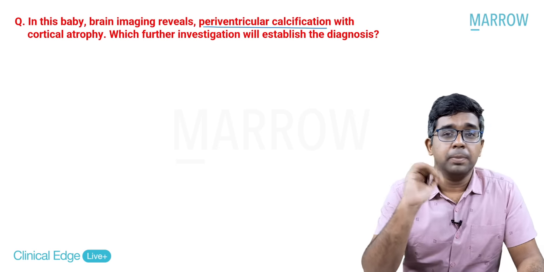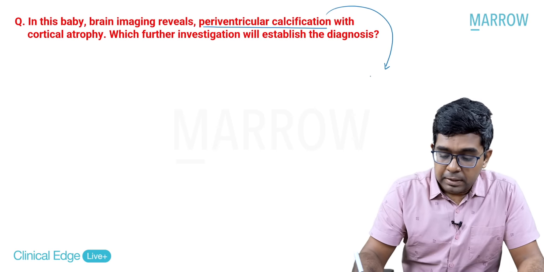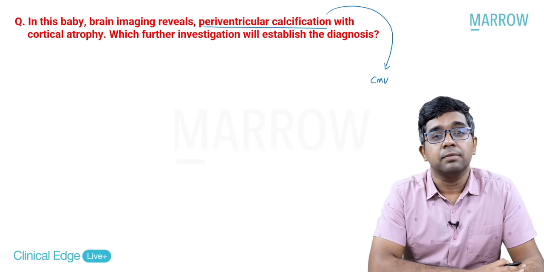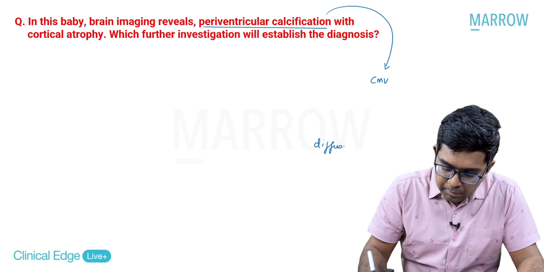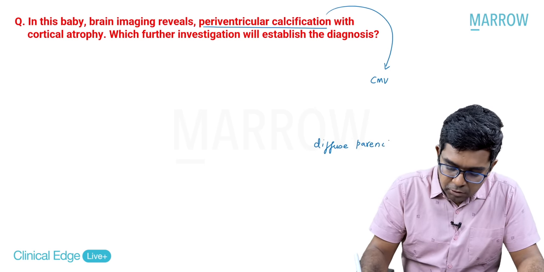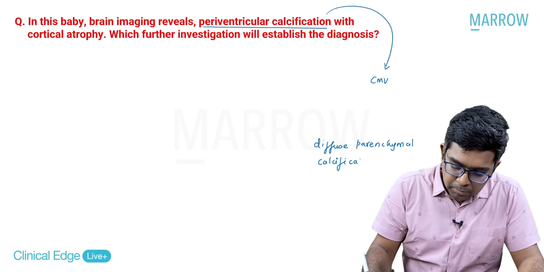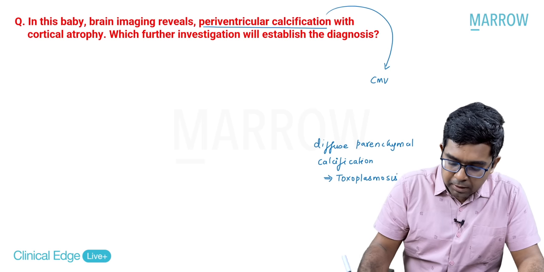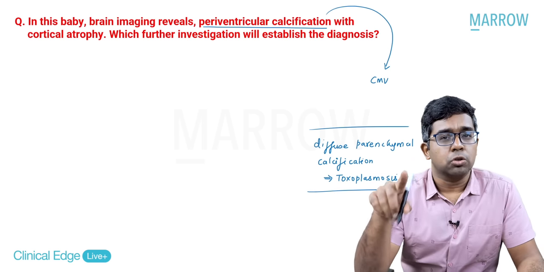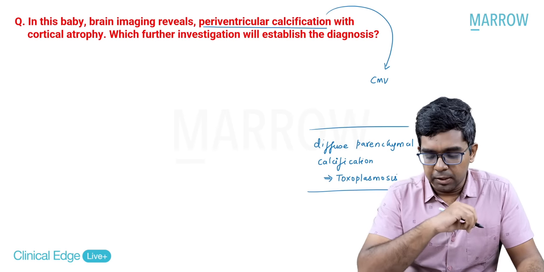Now I have to decide what could be the possibility based on periventricular calcification. That is very, very characteristic of CMV infection, cytomegalovirus infection. Remember, if the brain imaging reveals diffuse parenchymal calcifications, then my possibility would be toxoplasmosis. That is how in a brain imaging, I can differentiate whether it is toxoplasmosis or cytomegalovirus. Here, due to periventricular calcification, my likely possibility is CMV.